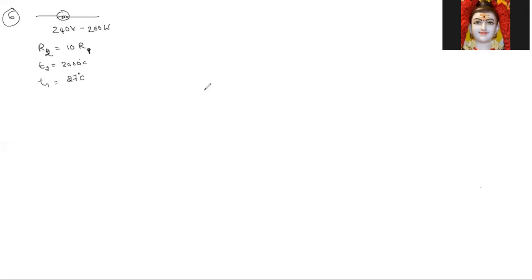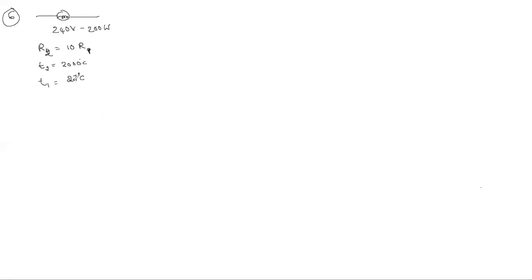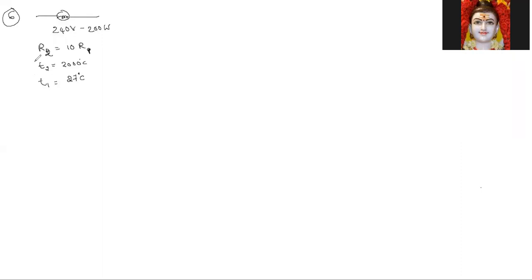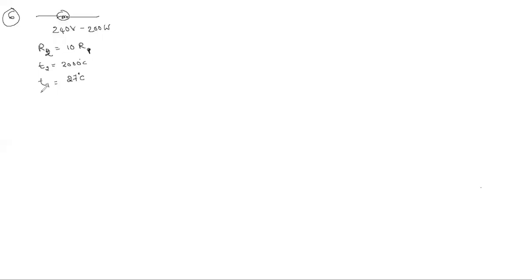Alpha he is asking first, I think. Sir, first we have to find R. How to calculate? Sir, V square by R. V square by P. So resistance is equal to V square by P. How much did you get? 240 whole square by 200, sir, 288. That is R2, sir, at 2000 degrees Celsius it comes to 288.